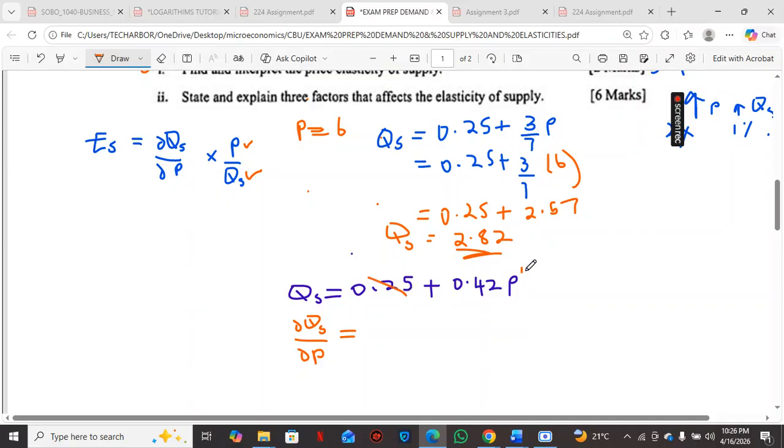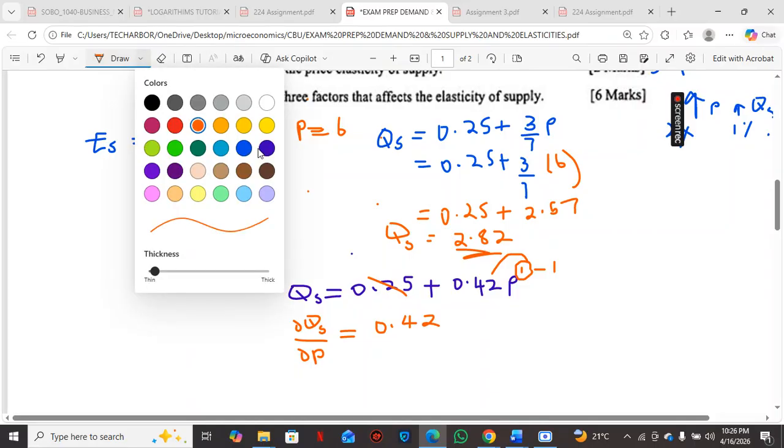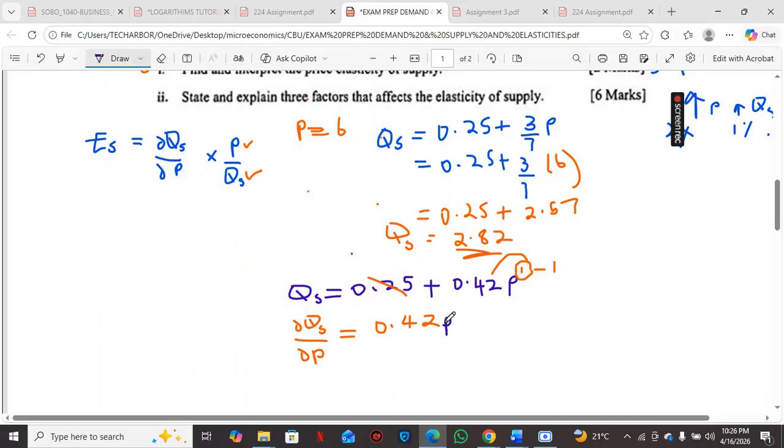Then when you're deriving, you multiply the power times the number in front of the letter. 1 times 0.42 is going to be 0.42. Then you subtract a 1 from the power. 1 minus 1, that is 0. So our answer is 0.42 p to the power 0.